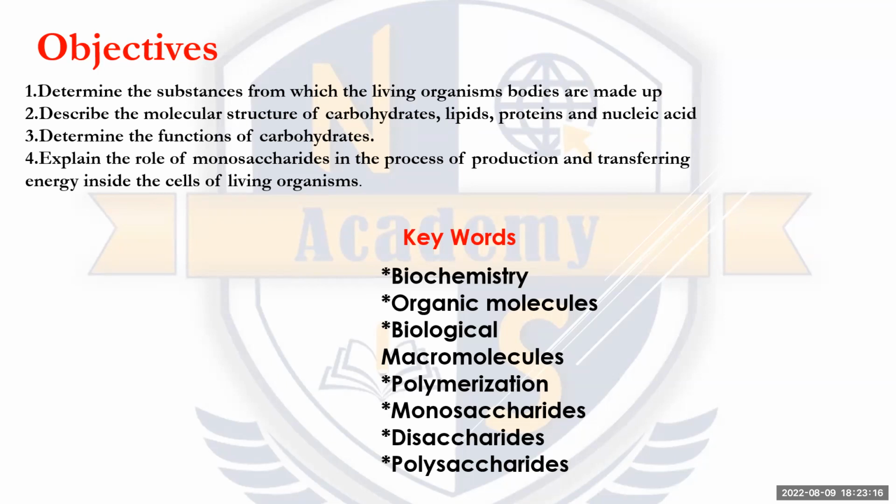Our body consists of which substances? What are these substances that form our body? Chemical substances mainly. Number 2, describe the molecular structure. Molecular structure means the chemical structure of the molecules that form our body. These molecules are carbohydrates, lipids, proteins, and nucleic acids. Then we will discuss each one of these molecules in detail.